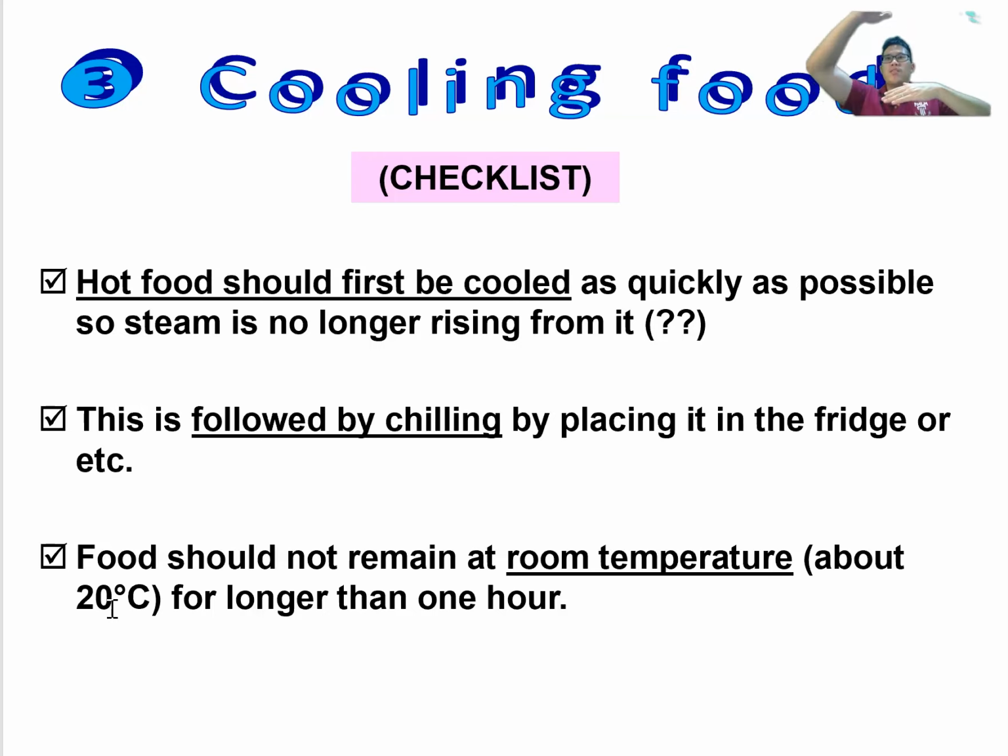Because you see, there is very high heat after cooking, right? If you cool slowly, what happens? You're going to reach the temperature danger zone, and microorganisms can grow. But if you cool it down very, very fast, below 5 degrees, the microorganisms are all sleeping. That's why you need to cool it as fast as possible.